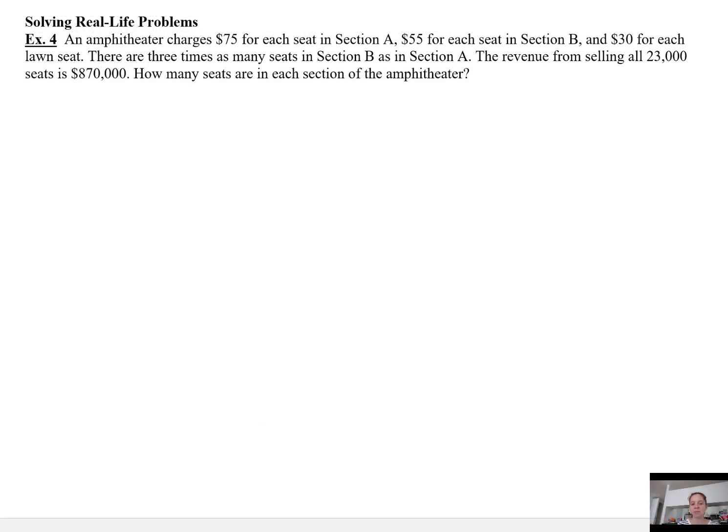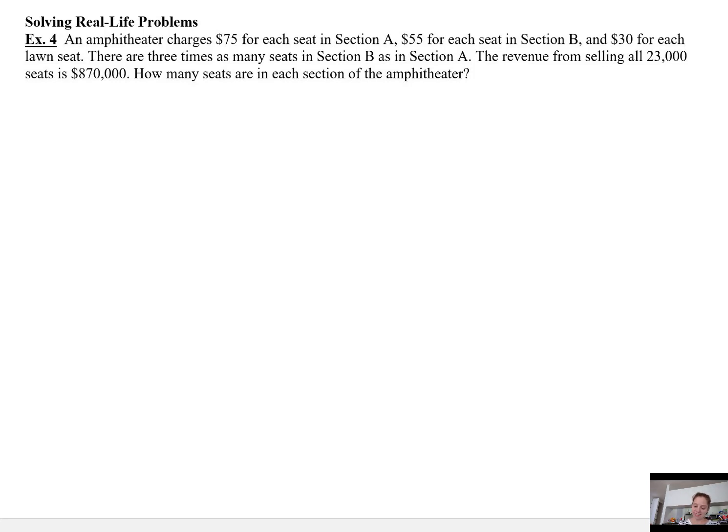Example 4. An amphitheater charges $75 for each seat in Section A, $55 for each seat in Section B, and $30 for each lawn seat. There are 3 times as many seats in Section B as in A. The revenue from selling all 23,000 seats is $870,000. How many seats are in each section of the amphitheater?